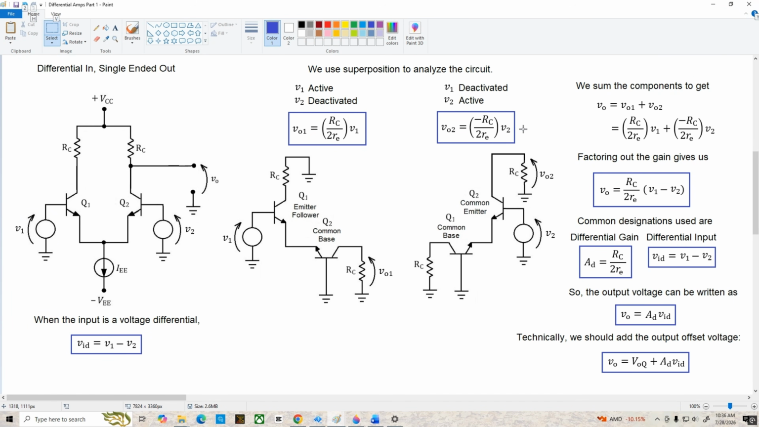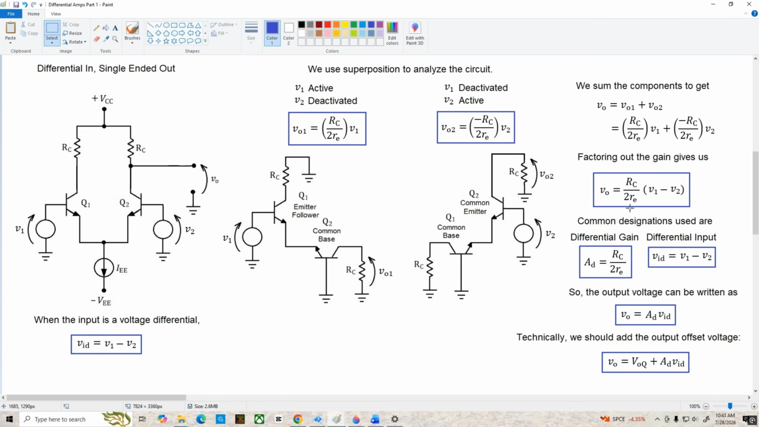All we have to do now is add these two responses together to get the total response of the amplifier. So over here we see V out equals VO1 plus VO2. Here are the two equations we came up with. We factor out RC over 2 little re, and this is what we end up with. The output is the gain times V1 minus V2, and this is why it's called a differential amplifier, because it's amplifying the difference between the two input voltages.